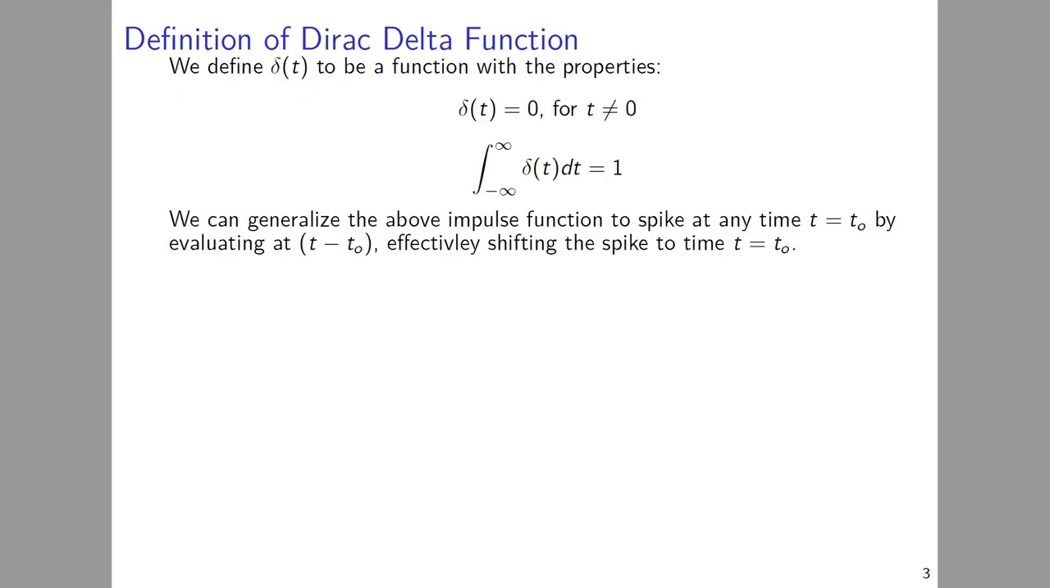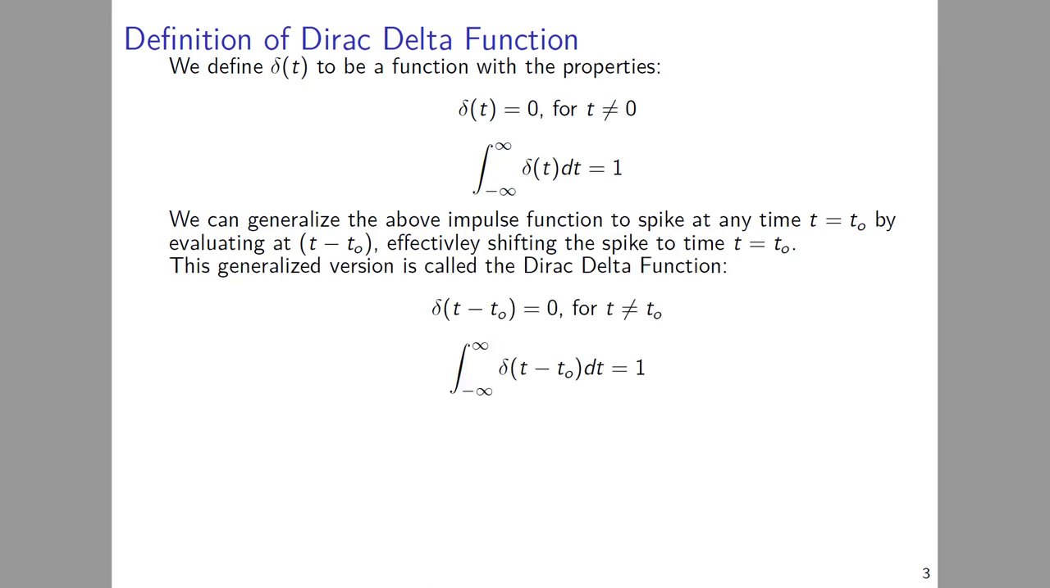We can generalize the above impulse function to have its spike at t equals t naught by evaluating delta at t minus t naught, effectively shifting the spike from t equals 0 to t equals t naught. This generalized version is called the Dirac delta function, and it has the property that delta of t minus t naught equals 0 for t away from t naught, and the integral from negative infinity to infinity of delta of t minus t naught dt is 1. To visualize this graphically, we have our spike happening at t equals t naught rather than t equals 0.